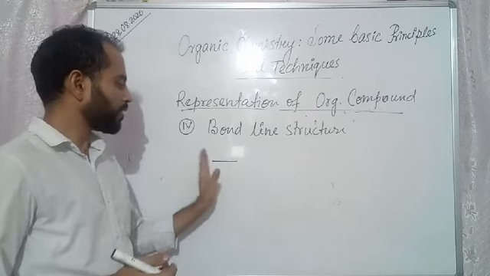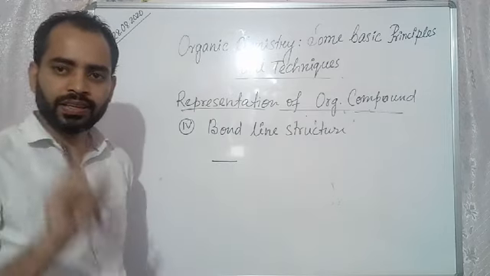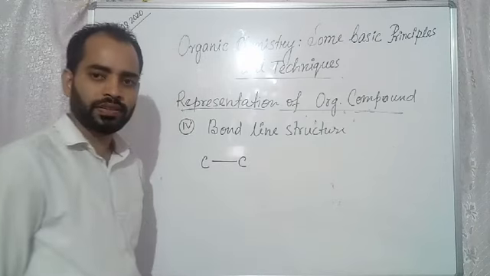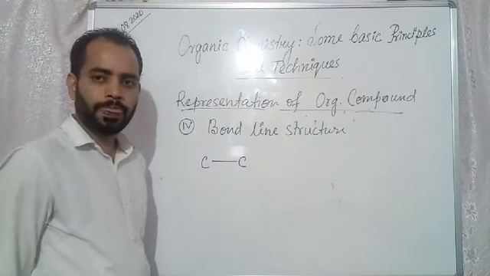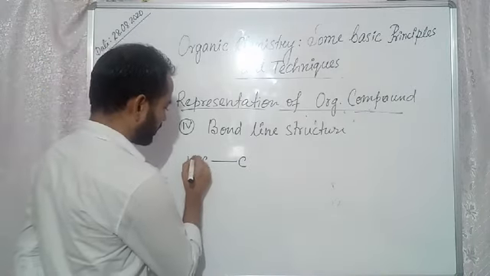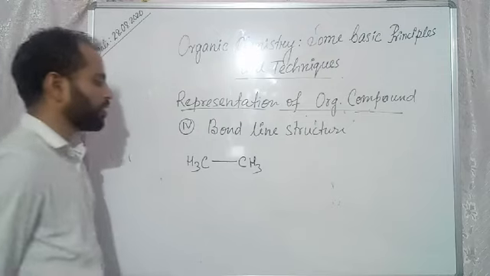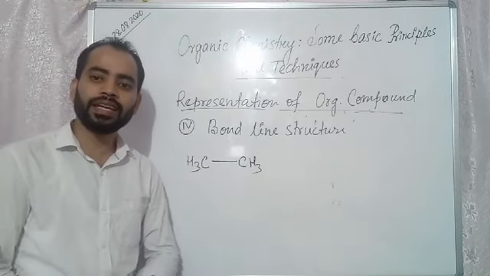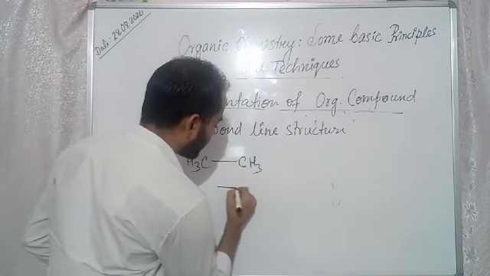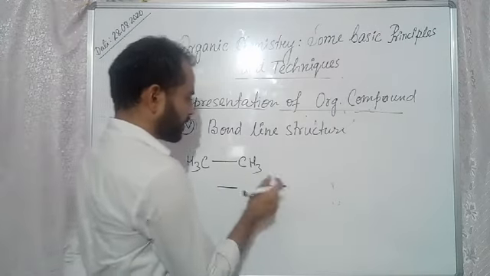So whenever in organic chemistry such a line is there, that means we have to understand that there are two carbons, one at this end and another at this end. There are two carbons, and we know to complete its tetravalency it will require 3 hydrogens here and 3 hydrogens here. So basically this is your ethane molecule. So we can represent the ethane molecule by only writing a bond line. Is it clear?